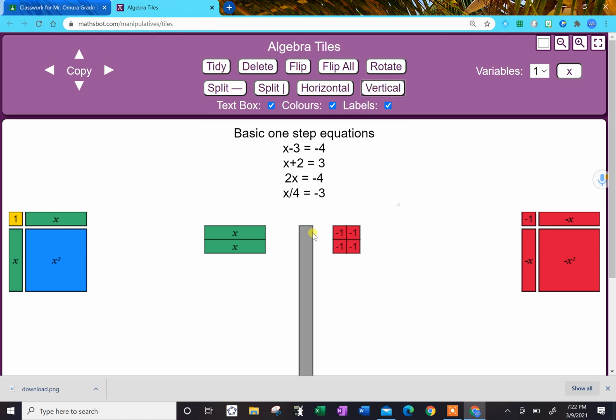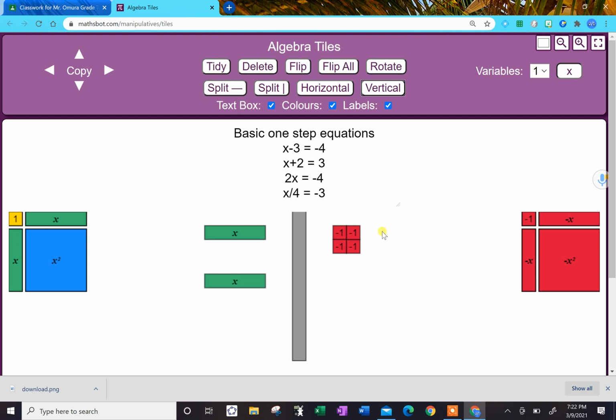What I'm going to do is I'm actually going to see, can I make equal groups? Well, it actually looks like each x, if I divide this into 2 equal groups, if I divide 2 x's into 2 groups, each group would have 1 x in it. If I divide negative 4 into 2 equal groups, I get negative 2. So x equals negative 2. And that's it. X equals negative 2.